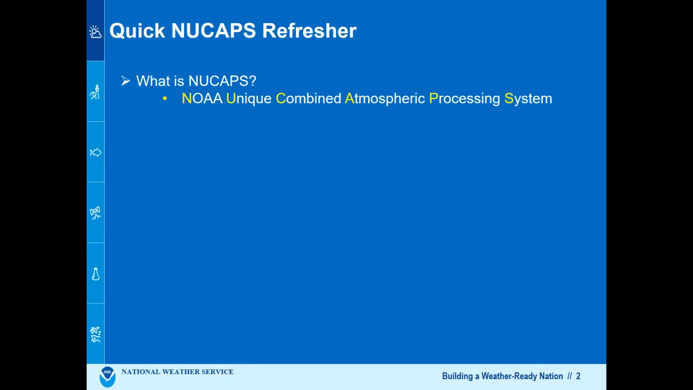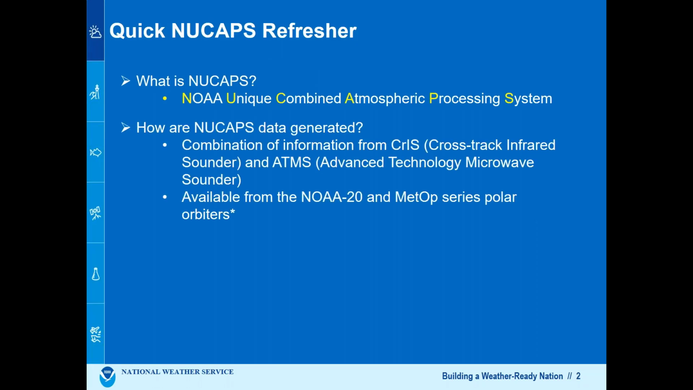NUCAPS stands for the NOAA Unique Combined Atmospheric Processing System. NUCAPS data are generated from polar orbiting satellites. It's a combination of information from the CrIS, the Cross-Track Infrared Sounder, and the ATMS, Advanced Technology Microwave Sounder, to give you nice atmospheric profiles.